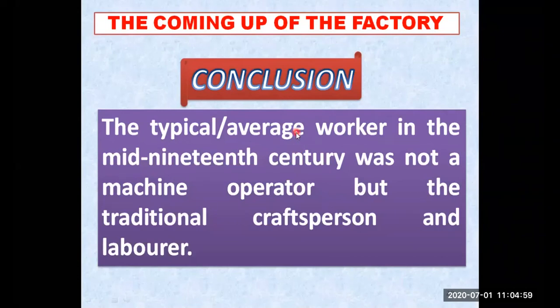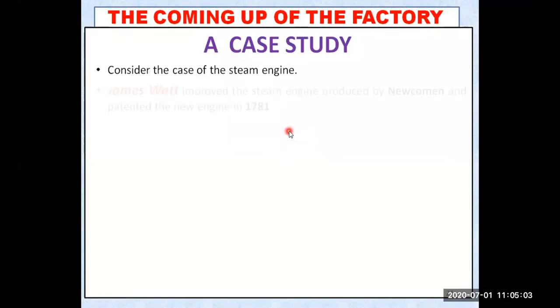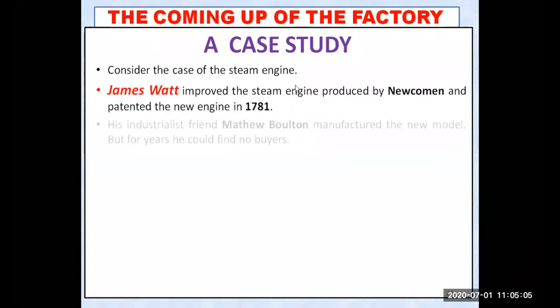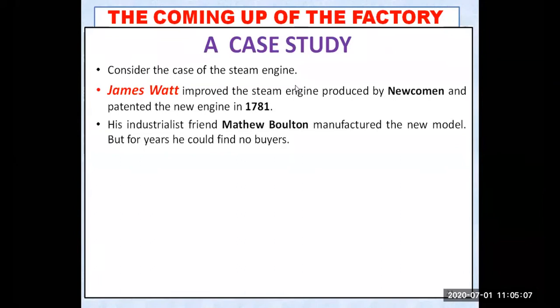Let us move ahead. Let us complete one more topic at least over here. A case study is there about James Watt. You might have heard his name, that he was the first inventor of the steam engine. James Watt improved the steam engine produced by Newcomen. Newcomen was a friend of his, and James Watt improved the invention of Newcomen.